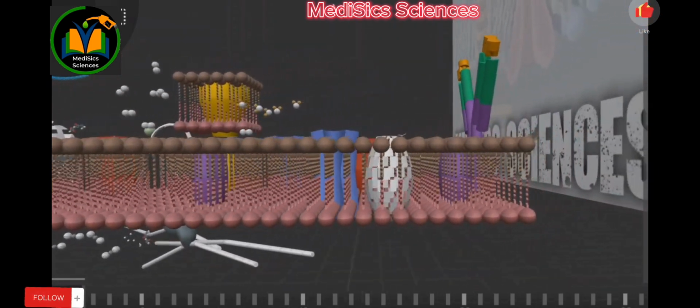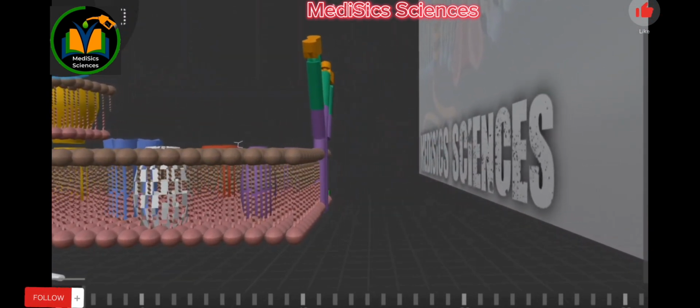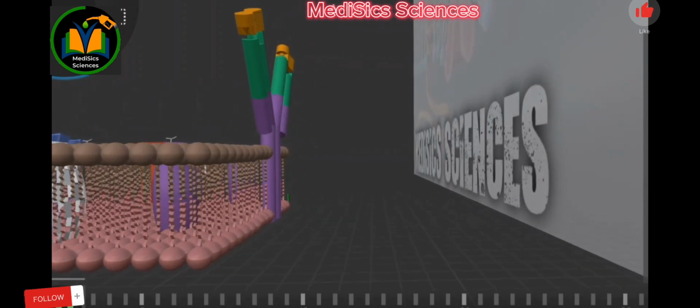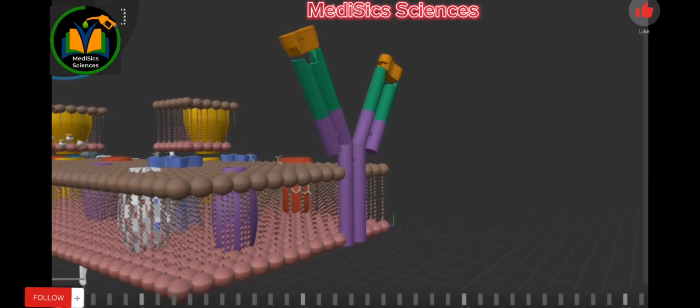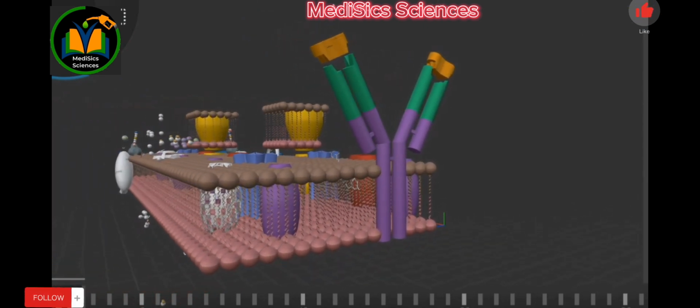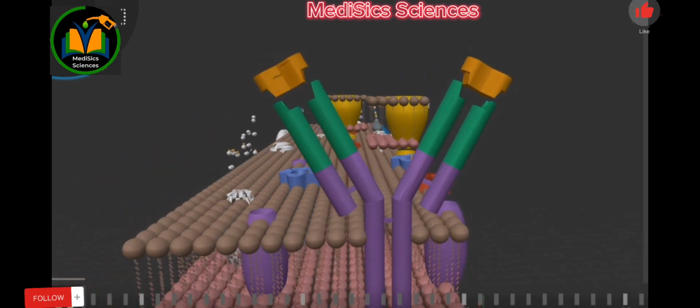It also secretes the useful substances and excretes the waste substances. Cell membrane maintains the pH and ionic concentrations for the enzymatic activities. Mitochondria, Golgi bodies, and endoplasmic reticulum are also bounded by plasma membrane.